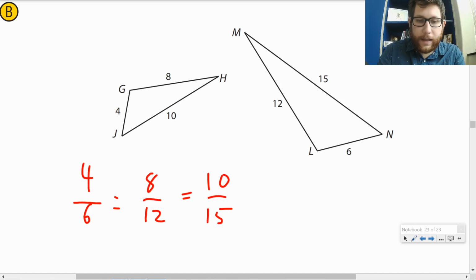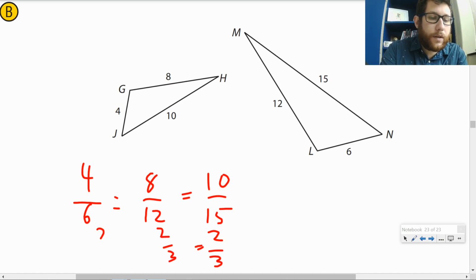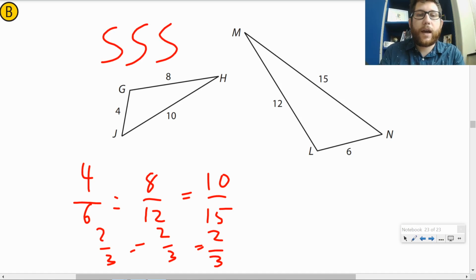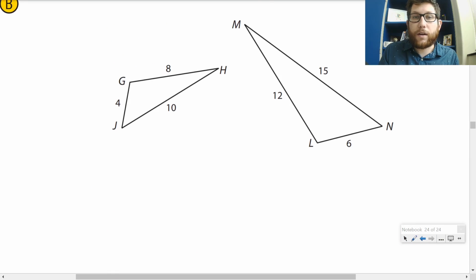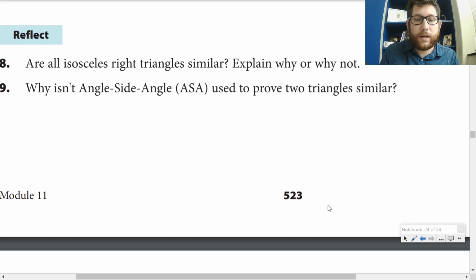And if I simplify each of these, or I could plug them each into my calculator if I wanted to, we did the first two already, so the third one comes out to 2/3 as well. So notice how each of these are equal. The sides are all proportional. So these would be similar by side, side, side. Okay, so it's very similar to congruent triangles. The big difference here is that we're dealing with sides that are proportional instead of congruent.